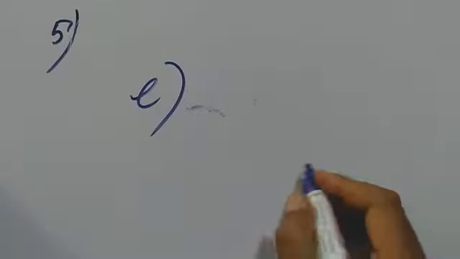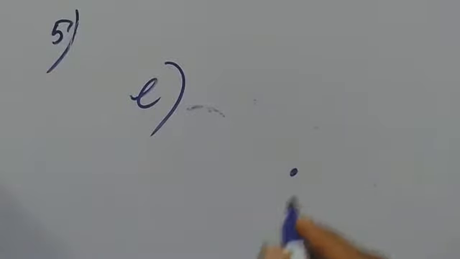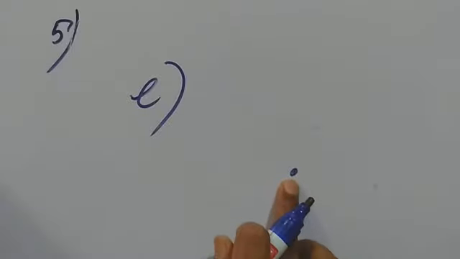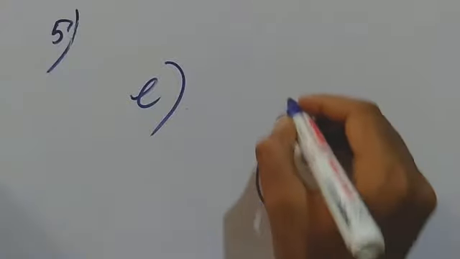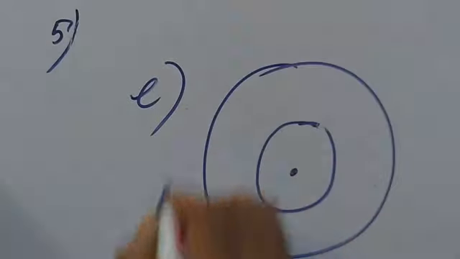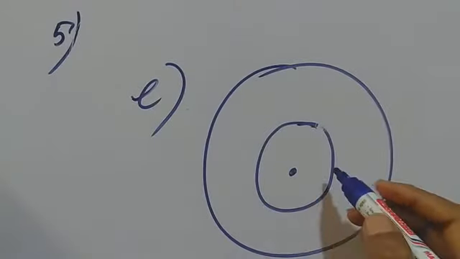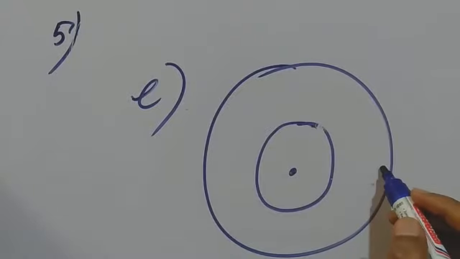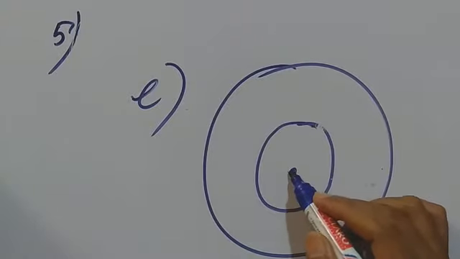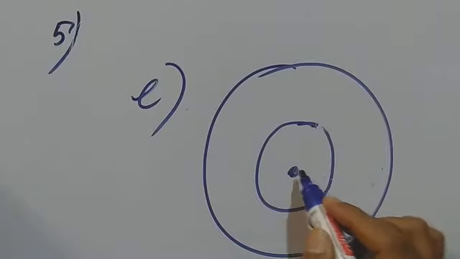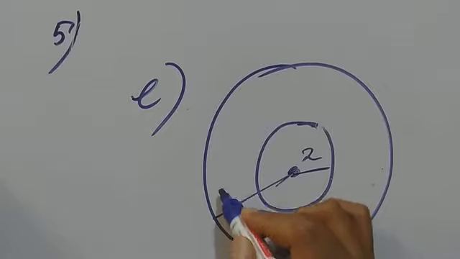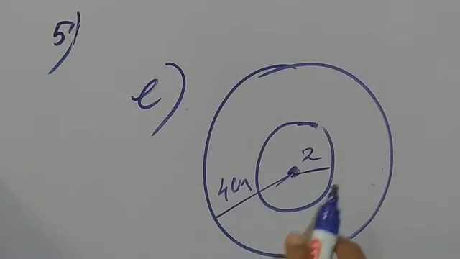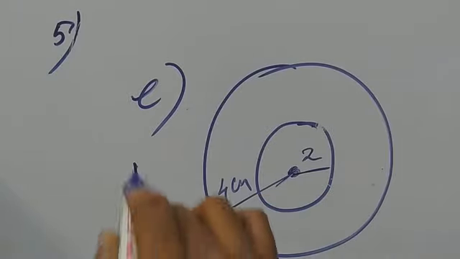Question E. If two circles have a common center, so suppose this is your center. With this center you can draw two circles with different radii. Suppose this is one circle, and you can draw another circle. Now look here. The sizes of both circles are not the same. Their centers are the same, but their radii are different. Suppose here 2 centimeter, but this radius is bigger, 4 centimeter. So these two circles are not congruent. So the answer will be false.